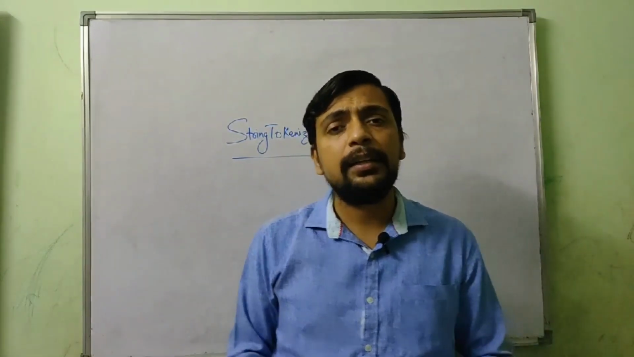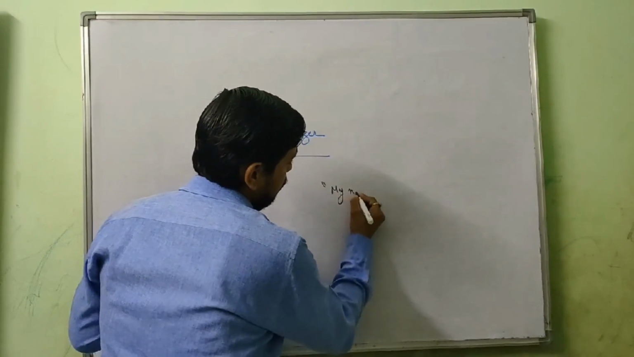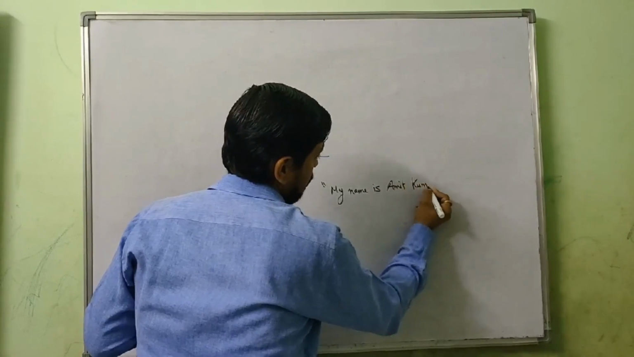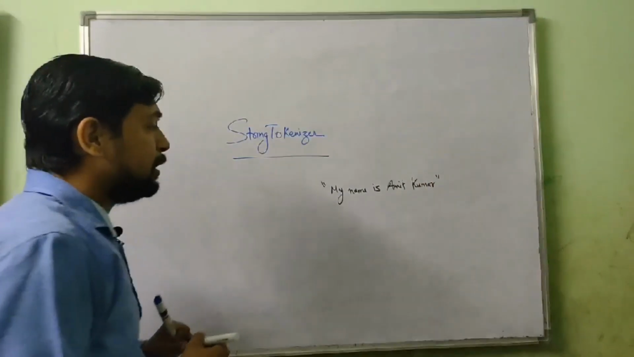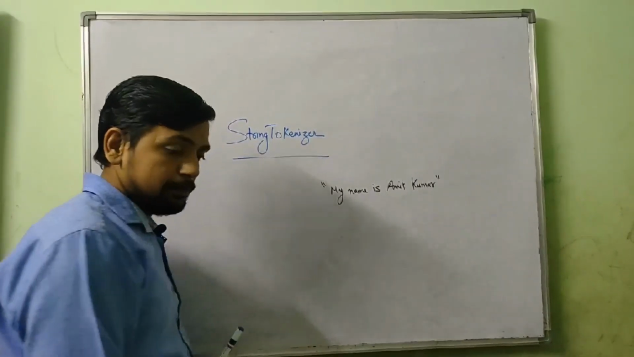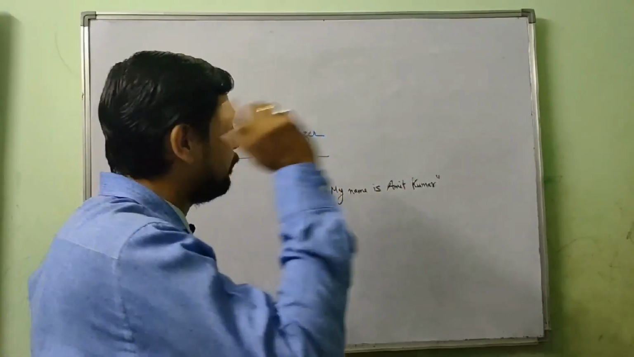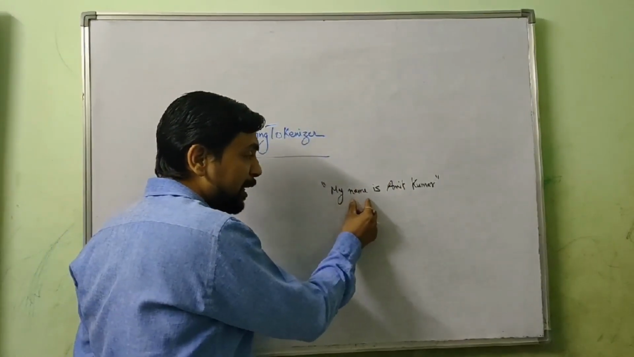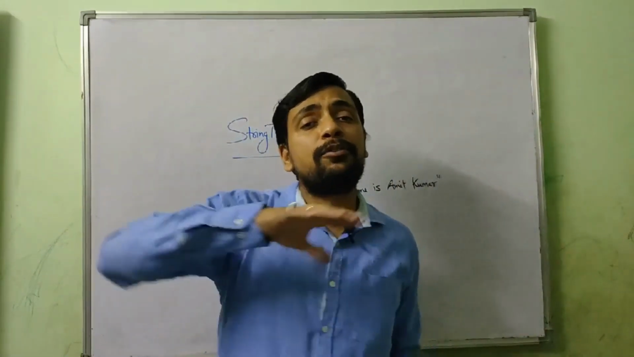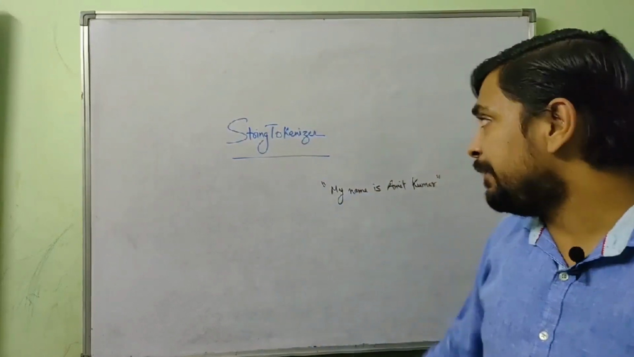Suppose you have a string like this: my name is Amit Kumar. Now this is a string, and you know this is actually a collection of many words separated by spaces. And I want to break this whole string into substrings, where the first string will be my, the second string will be name, third string, fourth string, and fifth string. So I want to divide this single string into 5 substrings, right? Actually, I can do that with the help of StringTokenizer.